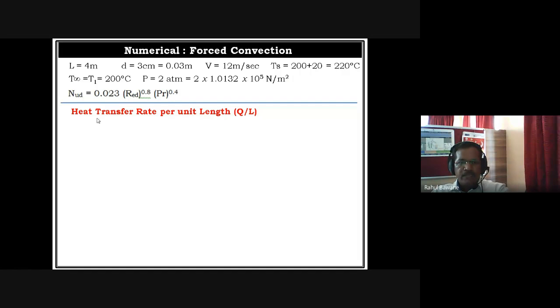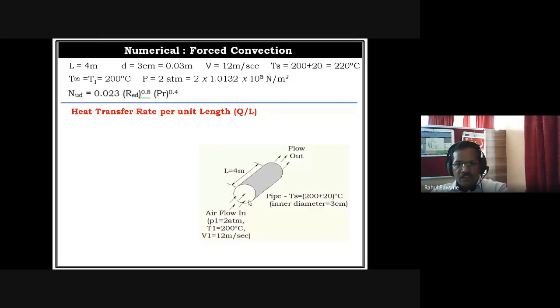First we have to calculate the heat transfer rate per unit length. So definitely we have to use Newton's law of cooling. Q is equal to hA delta T, correct? But here it is forced convection, so this kind of problem statement: there is one circular pipe, air flow is there at 2 atmosphere, temperature 200 degrees centigrade, velocity 12 meter per second. This pipe is at a temperature of 200 plus 20 degrees centigrade and the inner diameter is 3 centimeter.